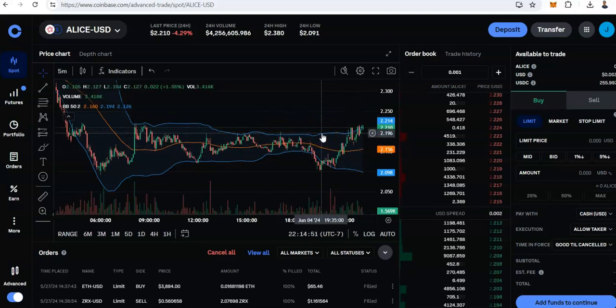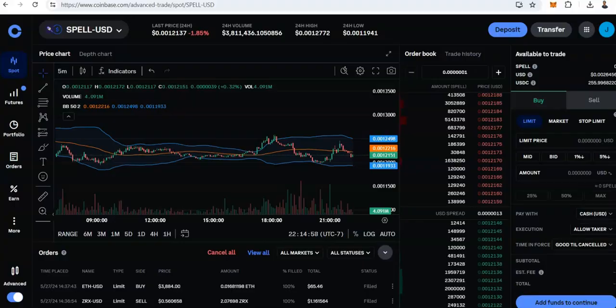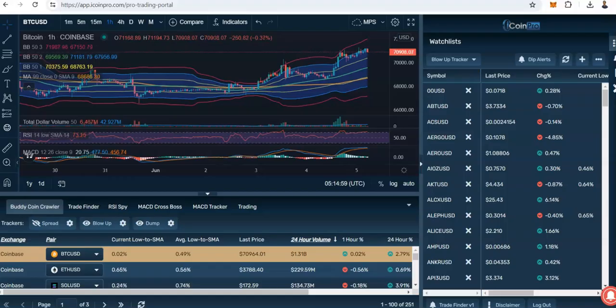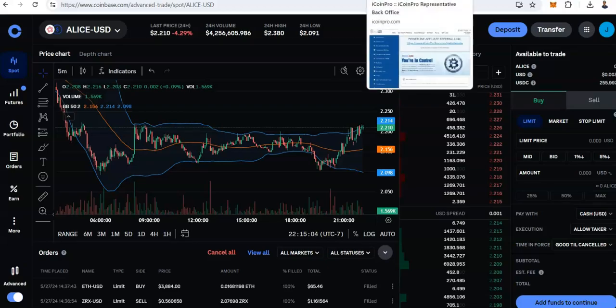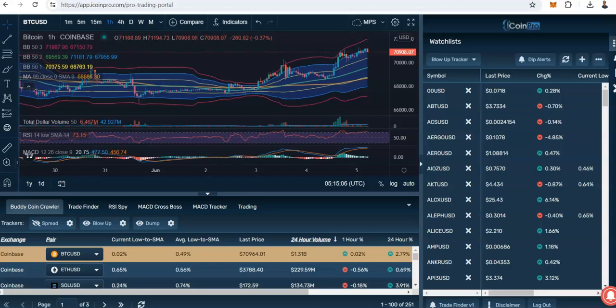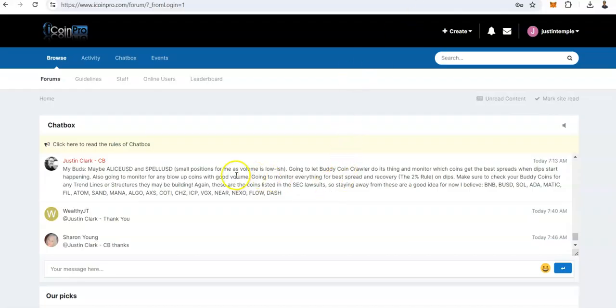It's really easy. This is like really easy. Okay, I never say easy, but this is easy. So this is how you use the iCoinPro forum to find your trades.